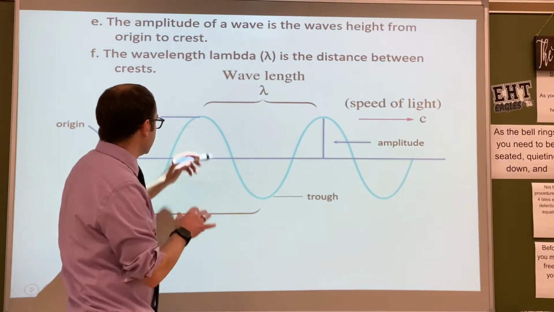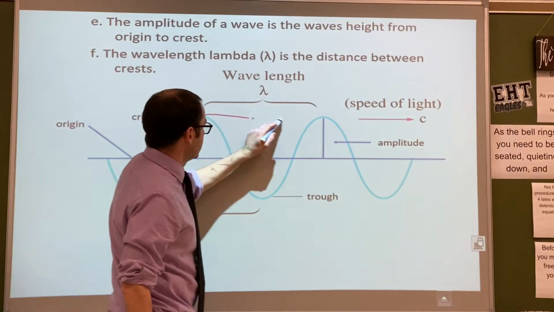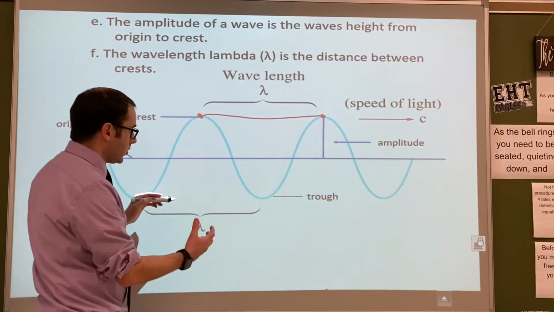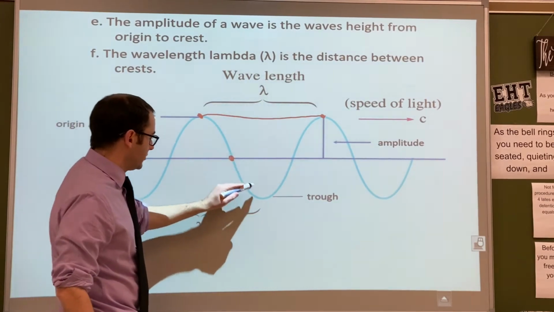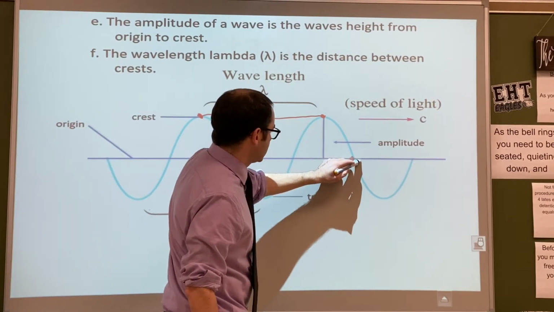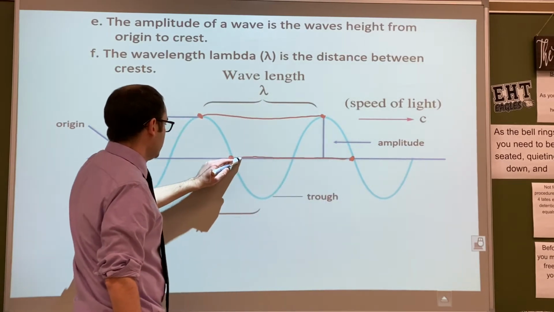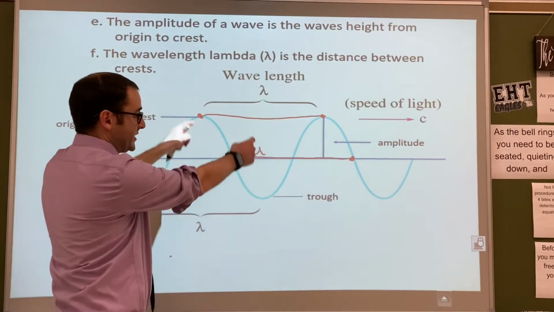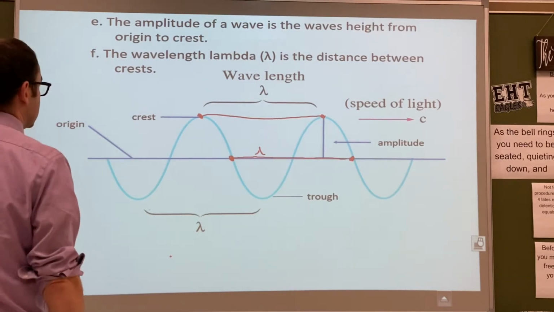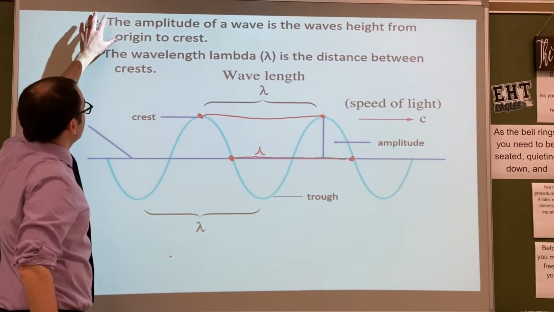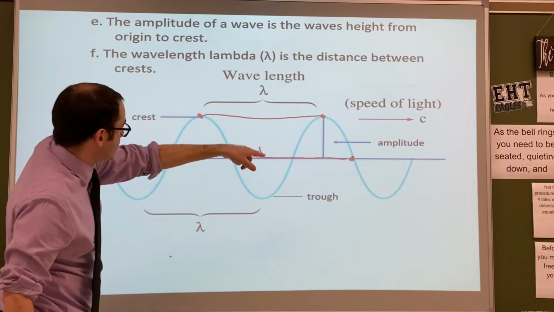The wavelength is from one crest to another crest, or from any corresponding point to the same one. So you can do the bottom, you can do the top, but then this would also be the wavelength down here. And they would be the same, all right? The measurement would be the same. Now, it's wavelength, so it's in meters or nanometers, right? Depending on whatever units they give you, all right?